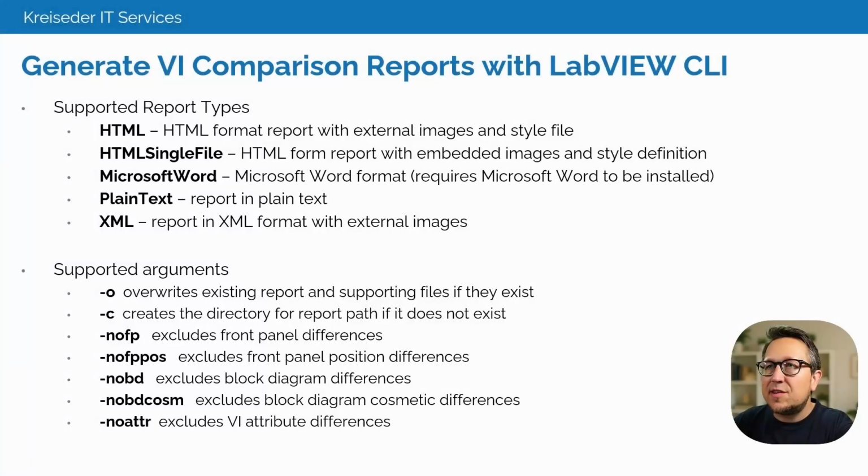Here on this slide, we see some report types that are supported. You can either do an HTML file and have the resource files like the pictures separately, or you can also merge it into a single HTML file, which I think is the most convenient way. And you can also create a Microsoft Word file, plain text, or XML. And you also see some arguments down there that you can use, for example, to exclude block diagram cosmetic differences.